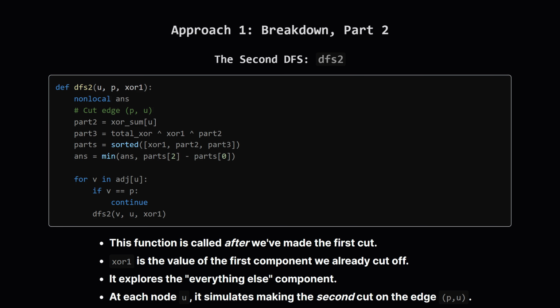Now for the second function, DFS2. This function does the heavy lifting. We call it after we've already decided on our first cut. The value of that first cutoff component, which we call XOR1, is passed into this function.